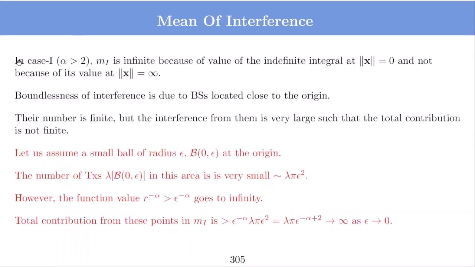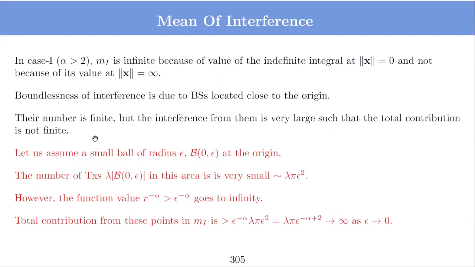So in case 1, alpha greater than 2, the mean interference is infinite, not because of the transmitters which are far away, but because of the transmitters which are close by. It is infinite because of the value of the indefinite integral at x equal to 0, not its value at x equal to infinity. So the unboundedness of interference is due to the base stations located close to the origin. If you take a ball of radius epsilon, their number is finite, but the interference from them is very large, such that the total contribution is not finite.